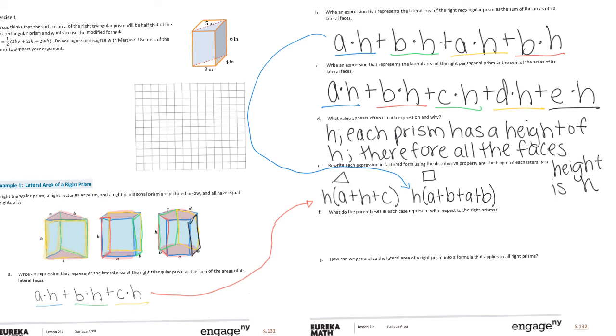And then finally, we're going to use our last prism, which is the pentagonal prism that has 5 sides. I'm going to do my best to draw a 5-sided shape here. Good enough. All right. So then I'm going to look here at this expression, and I'm going to factor out my h. So when I factor out my h, I'm going to have h times a plus b plus c plus d plus e. Again, these equations are equivalent to one another, but they're in different form.